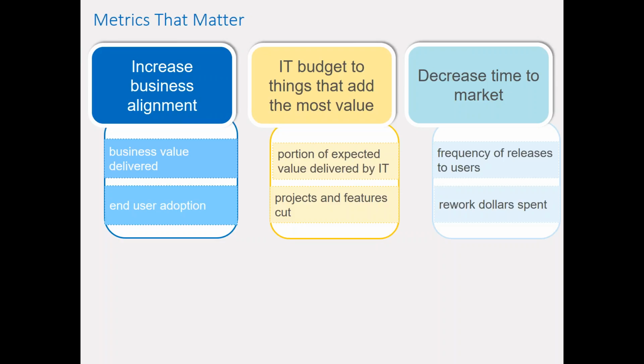All right, decreasing time to market, we can measure how frequently we release actual product to users. We can also look at how much we spend on rework, right? So if you spend less on that, then you can expect you're delivering the product faster. You're doing less work over and over again.